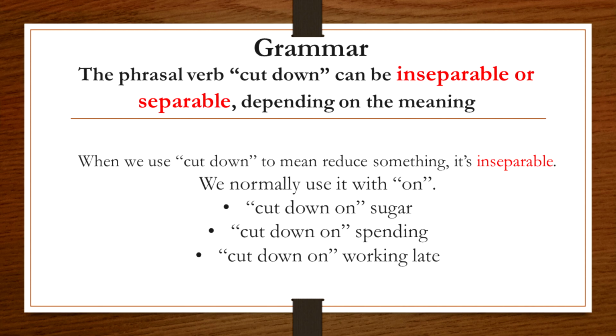Now let's talk a little about how we actually use cut down in a sentence. Cut down can be inseparable or separable, depending on the meaning. When we use cut down to mean reduce something, it's inseparable. We normally use it with on, so we say, cut down on sugar, cut down on spending, cut down on working late. We don't say cut down sugar.